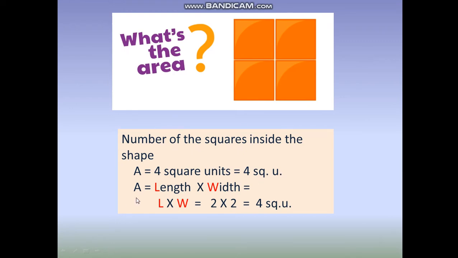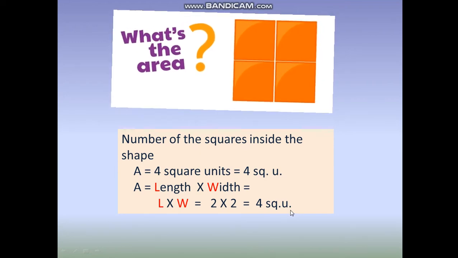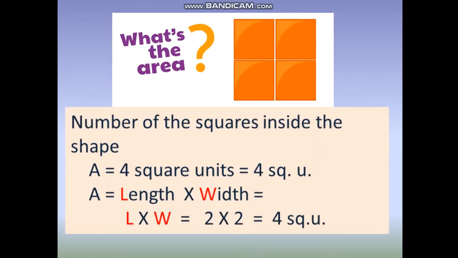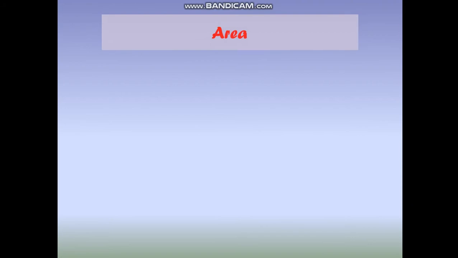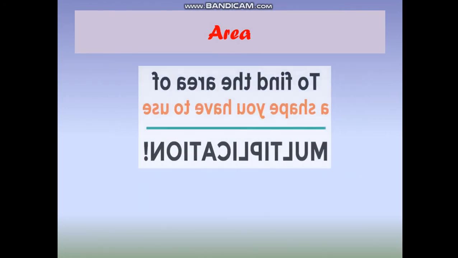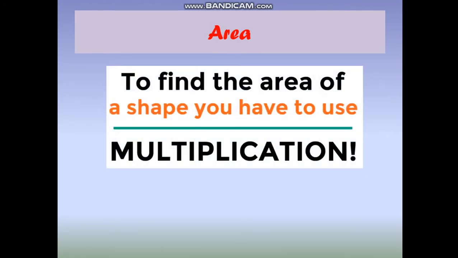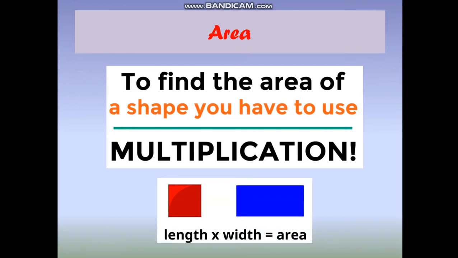The formula of area, in this case, is A equals length multiplied by width. L times W. Instead of counting how many squares, if we have 2 units at the length multiplied by 2 units at the width, it will give me 4 square units. Let's see the other exercise. To find the area of any shape, just use multiplication.